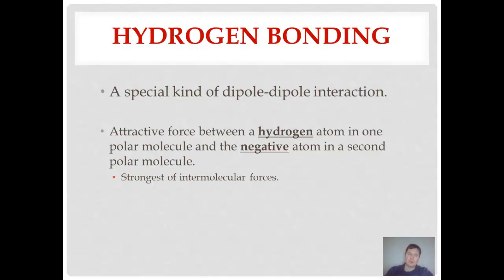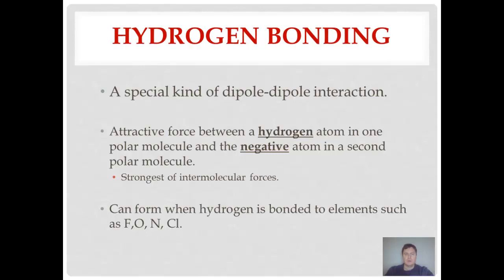But we've got to remember that even though it's the strongest of the three, it's still weaker than the intramolecular forces that create ionic and covalent bonding. So it generally will form when hydrogen is bonded to elements such as fluorine, oxygen, nitrogen, and chlorine. I probably won't ask you on a test, but understand that it's just a special type of dipole-dipole that involves a hydrogen, or excuse me, a hydrogen atom.